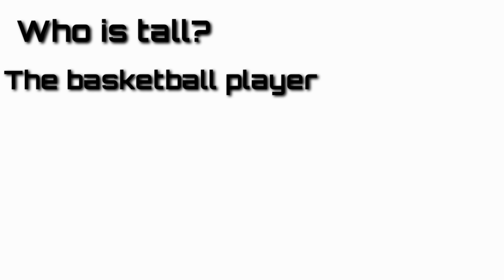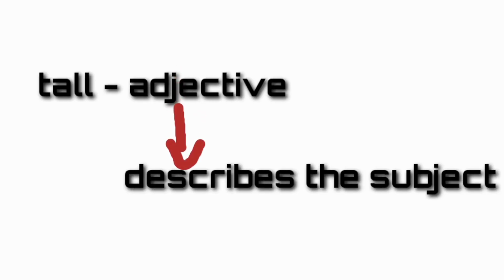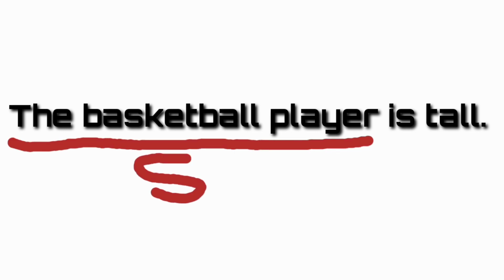Next sentence, the basketball player is tall. Let's ask this question. Who is tall? The basketball player. The basketball player is a subject in the sentence. Tall is an adjective that describes the subject. The basketball player is tall. The basketball player is a subject. Verb is, and the word tall is a complement. Tall is an adjective that describes the subject. So we have the SVC pattern.